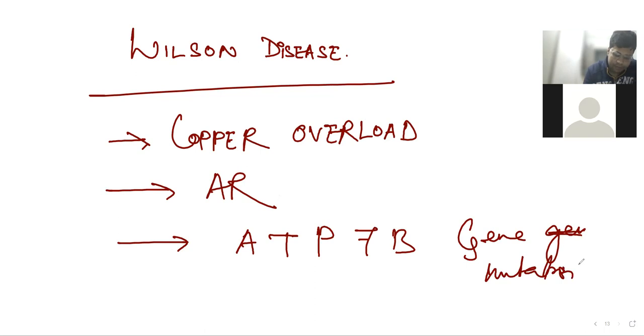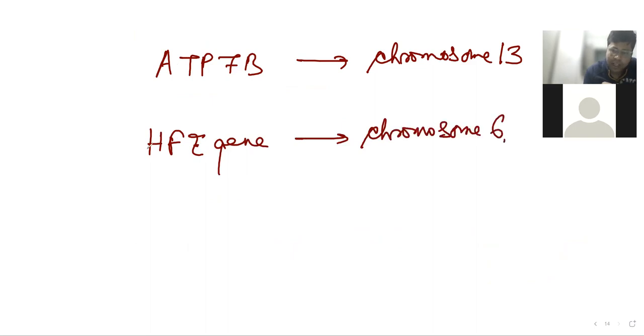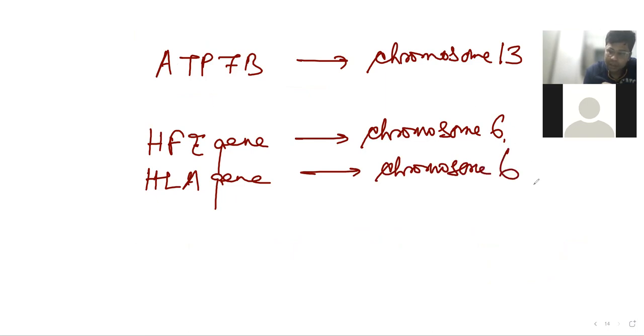Okay, fine. Now, what is the characteristic feature? Okay, they can ask you this. ATP7B gene is present on chromosome 13. Okay, aur jo humne pehle padha, in case of hemochromatosis, HFE gene, it is present in chromosome 6. Also, HLA gene is also present in chromosome 6. Okay, they may ask you. Chromosome 6.